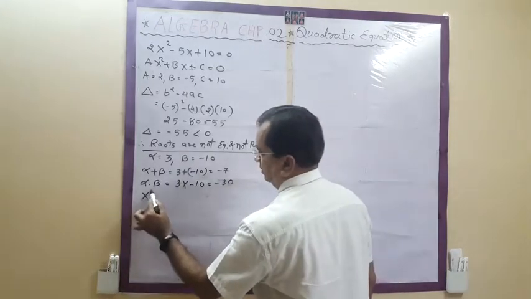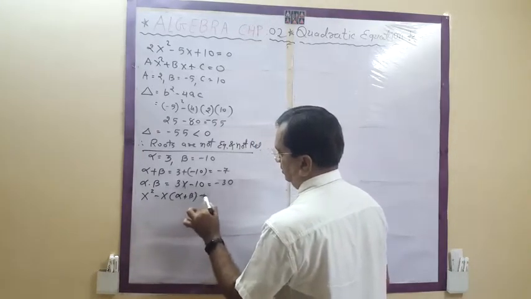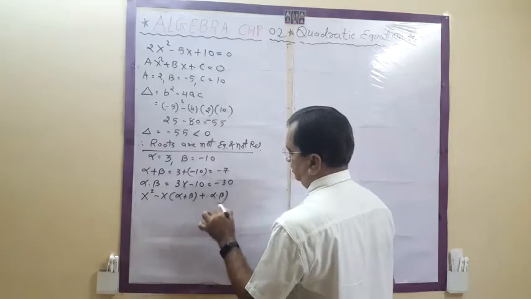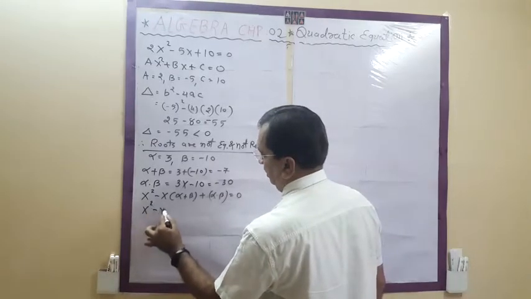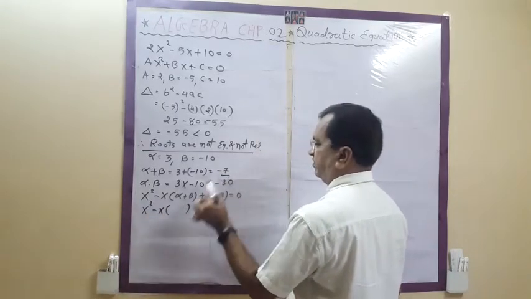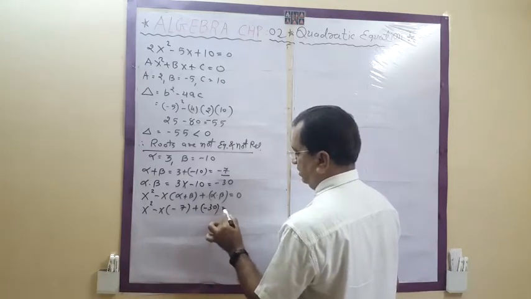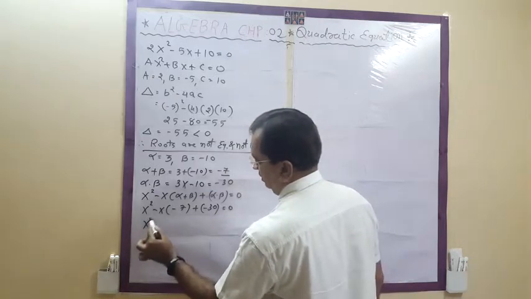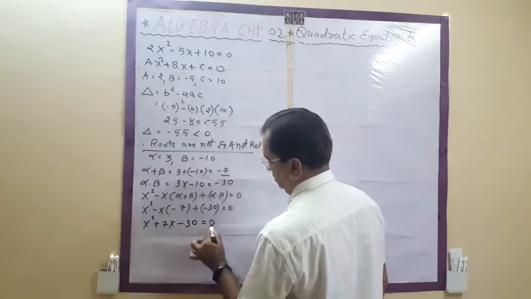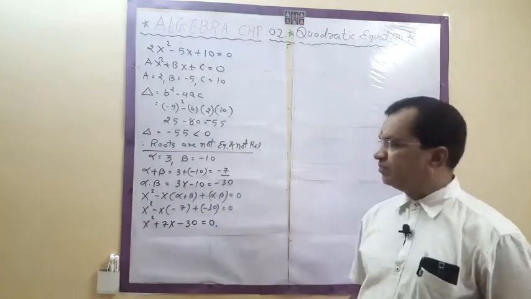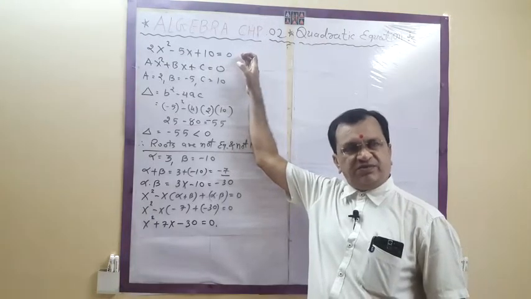Now simple, x square minus x in bracket alpha plus beta plus alpha dot beta. Now x square minus x, what is alpha plus beta? Minus 7. What is alpha dot beta? Minus 30. So x square plus 7x minus 30 is equal to 0. Equation with ax square plus bx plus c.